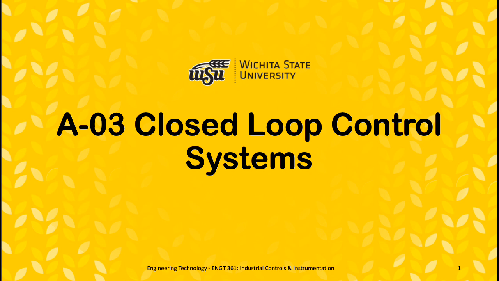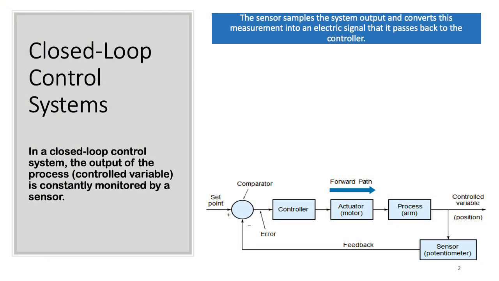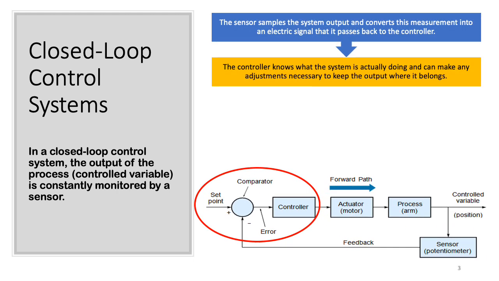We will now look at closed-loop control systems. In a closed-loop control system, the output of the process or control variable is constantly monitored by a sensor. The sensor samples the system output and converts this measurement into an electric signal that is passed back to the controller. Because the controller knows what the system is actually doing, it can make any adjustments necessary to keep the output where it belongs.